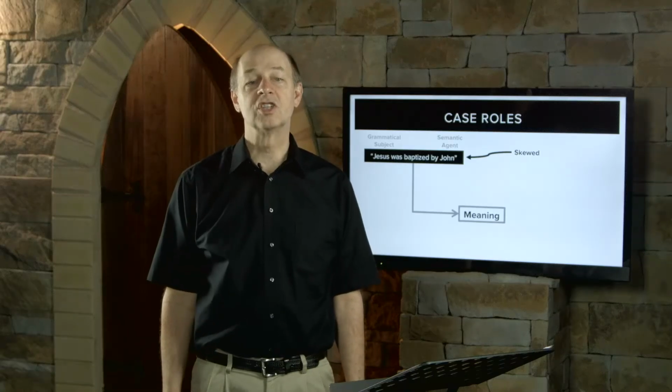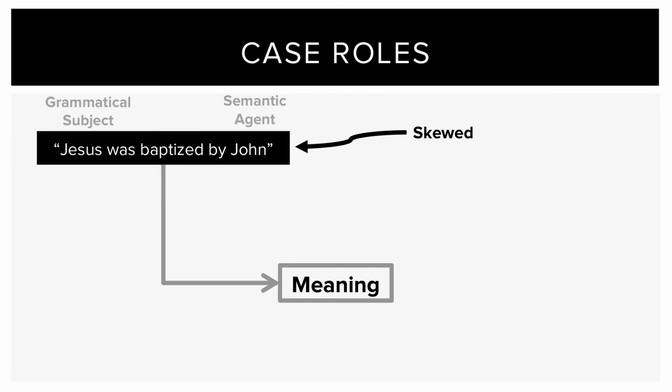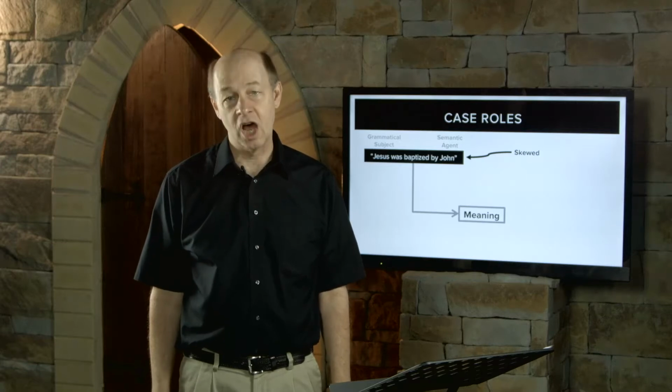Mark chapter 1 verse 9 tells us that Jesus was baptized by John. Now in this case, there is skewing in this proposition because Jesus is in the subject slot grammatically, but he is not the agent. He's not the one that did the action. He's not the one that did the baptizing. He's the one who was baptized by John. The semantic agent is John.